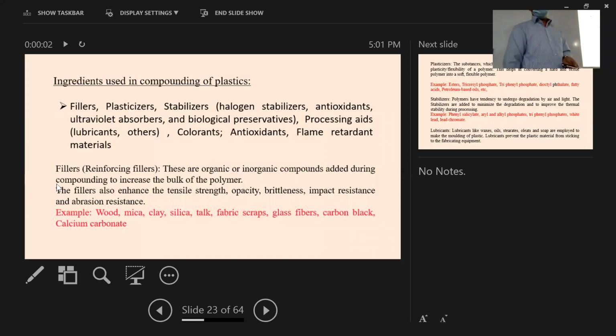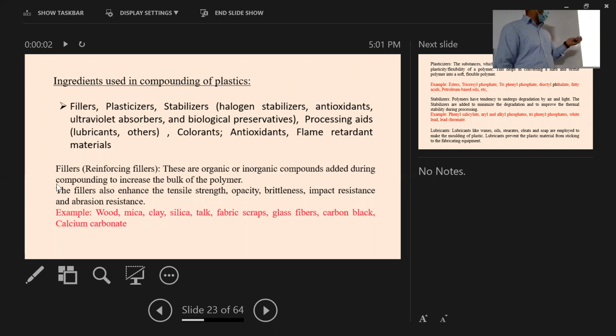Ingredients used in compounding of plastics. What types of ingredients can we add to change the property? Fillers, plasticizers, stabilizers, antioxidants, ultraviolet absorbers, and biological preservatives. I will discuss all of them individually. So there are different types of materials we can use.